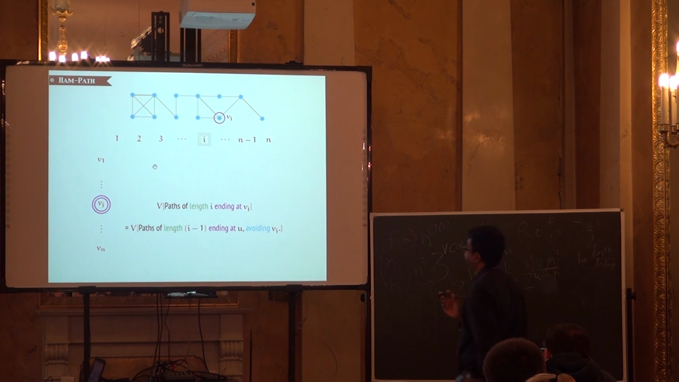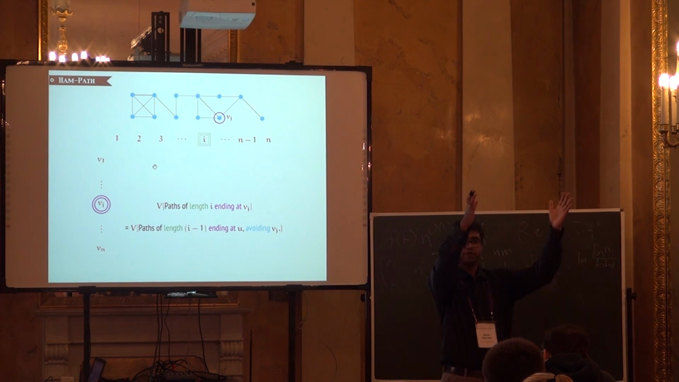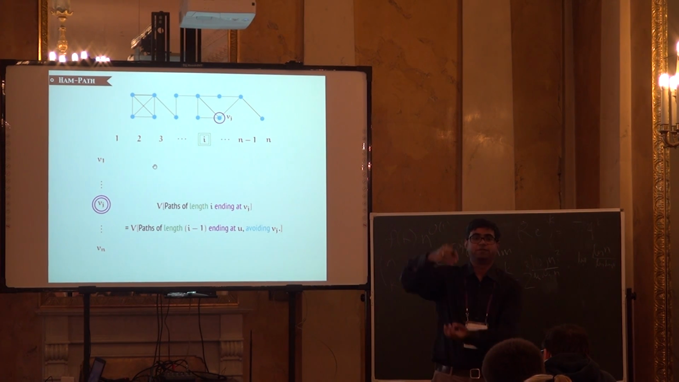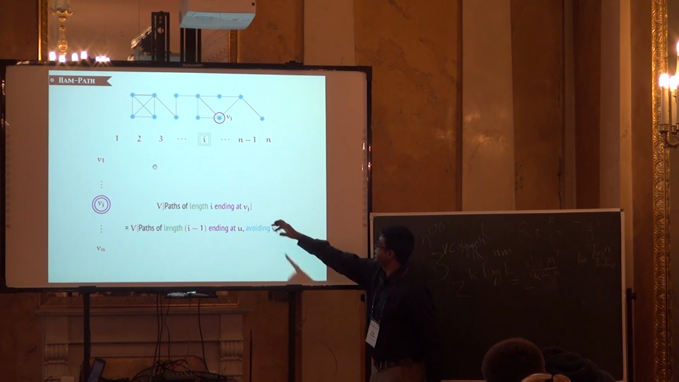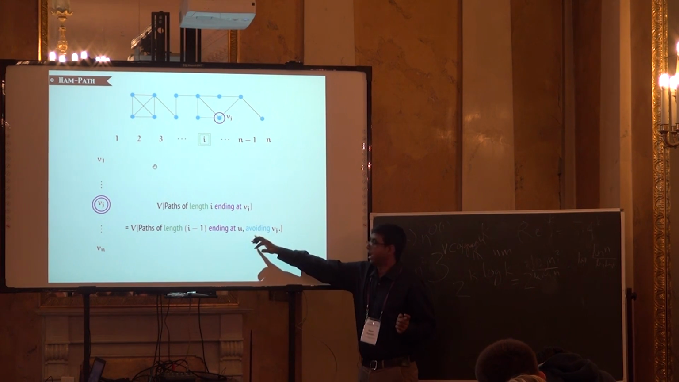So what is a path of length i ending at Vj? Basically, how will I store it? Imagine that you are going to fill this matrix. First you fill the first column, then you fill the second column. So you have already filled the first i minus 1 columns, and I'm trying to fill the ith column. Paths of length i ending at Vj are basically paths of length i minus 1 ending at some vertex u, avoiding Vj.